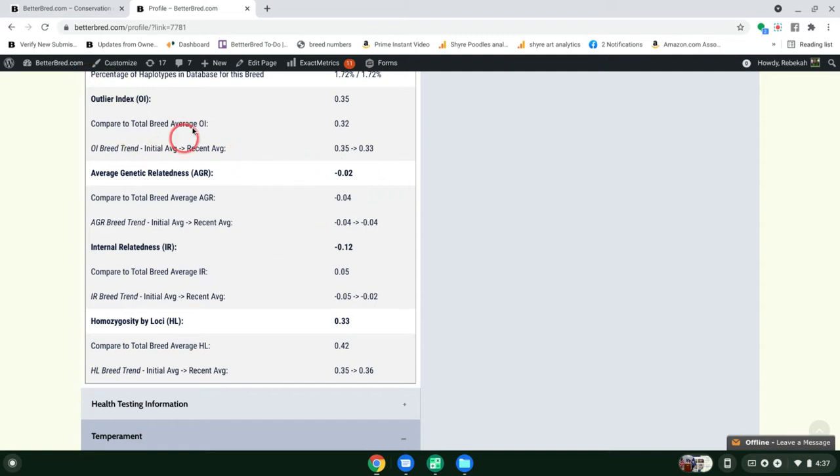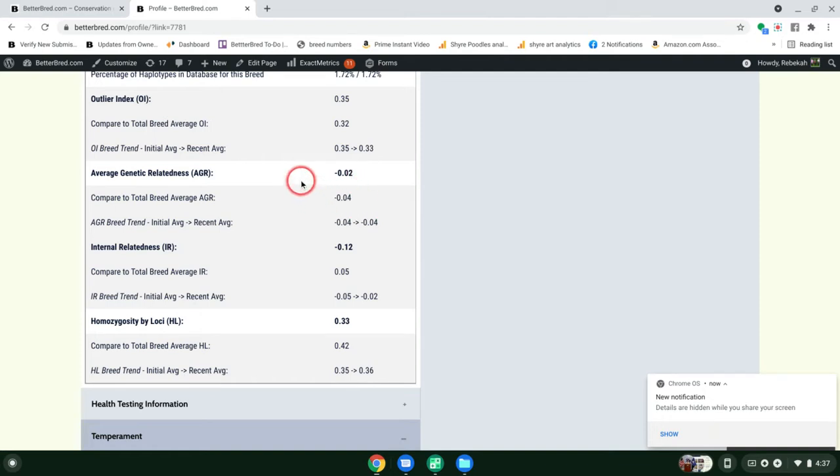Okay, so outlier index, again, is how representative the genetics or the markers that have been tested are for the breed. So he is less typical for the breed than typical. Now, AGR tells us how related your dog is to other dogs in the database. Outlier index is the only number we want to be higher than breed average. Here, we're seeing that this dog is slightly more related to other dogs in our database than the average dog.